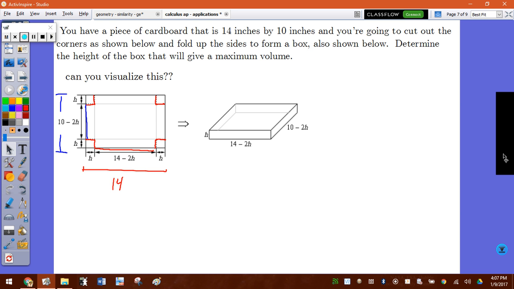So 14 take away 2h is one of the dimensions right here. 10 minus 2h is the other dimension, and the depth, so to speak, is the height of how deep the box goes. And again, the bigger the height, the deeper the box. Although, of course, by the same token, the deeper the height is, the less wide it's going to be as well. So we have a physical constraint. What we're asked to maximize in this case is the volume, so we need a volume function to optimize. On the next slide, I've done some of that for us already to save a bit of time.